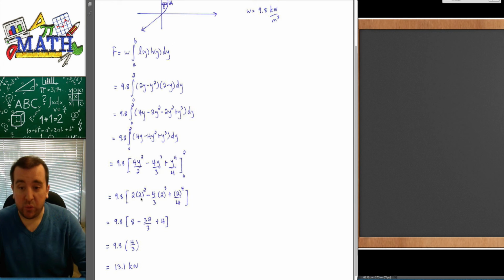So doing this, 2 goes in here, we do all the calculations, and we get 9.8 times 4 over 3, which is 13.1 kilonewtons.